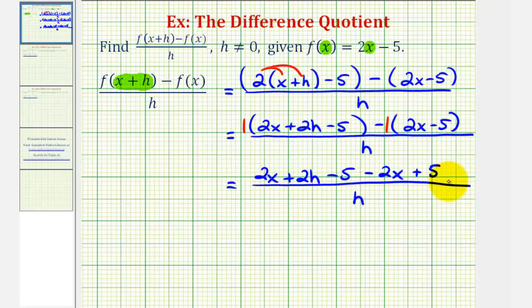Now let's simplify the numerator. We have 2x minus 2x, that's 0. We also have negative 5 plus 5, that's 0. So this simplifies nicely. We have 2h divided by h, but h over h simplifies to 1. So our difference quotient is equal to positive 2. In example 2, we'll find the difference quotient for a quadratic function. I hope you found this helpful.